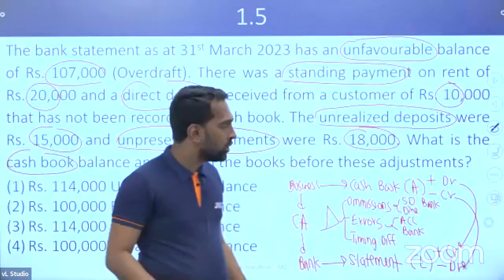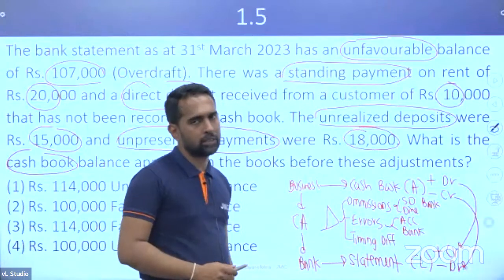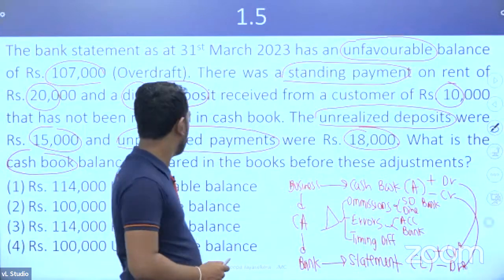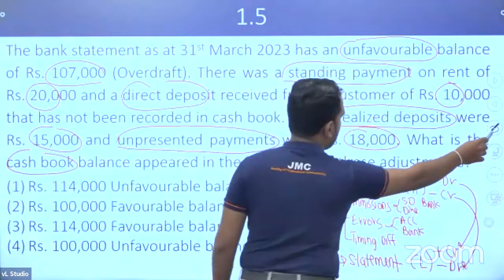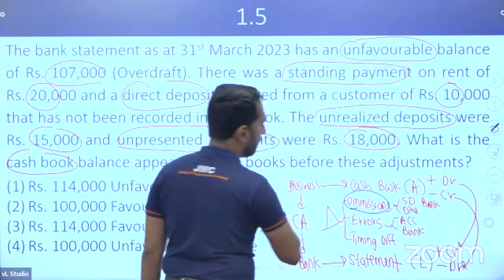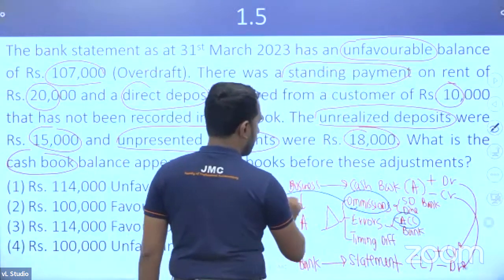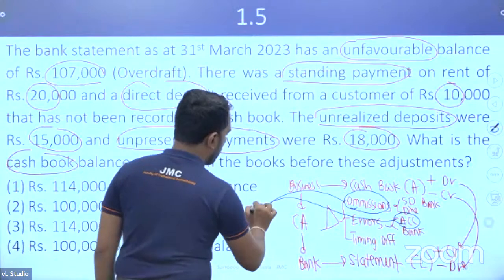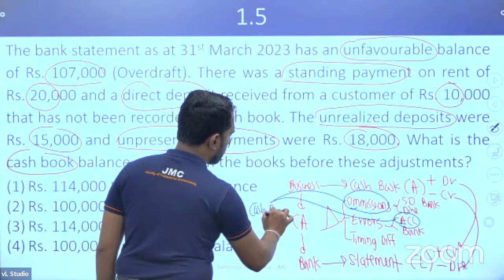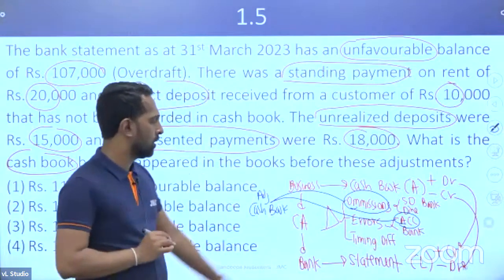That will create a genuine difference between the cash book balance and the bank statement balance, right? Then what we'll do is, of these differences, omissions is something we need to correct. Errors by the accountant is something we need to correct. These two we are going to adjust to the cash book, right?